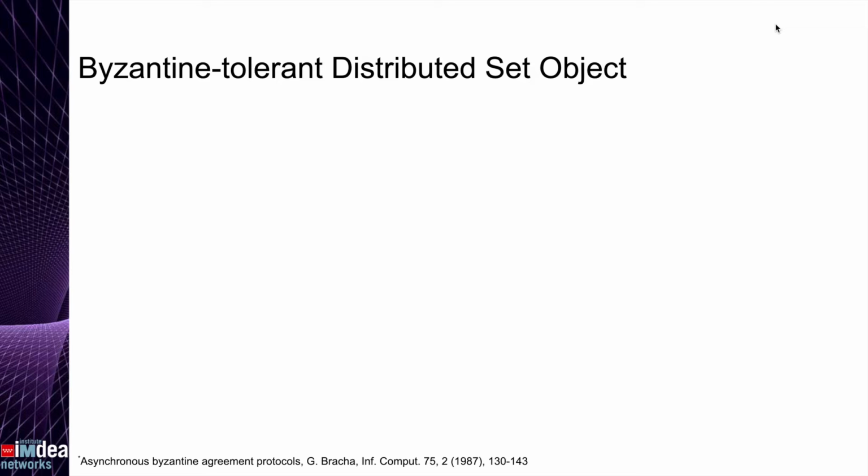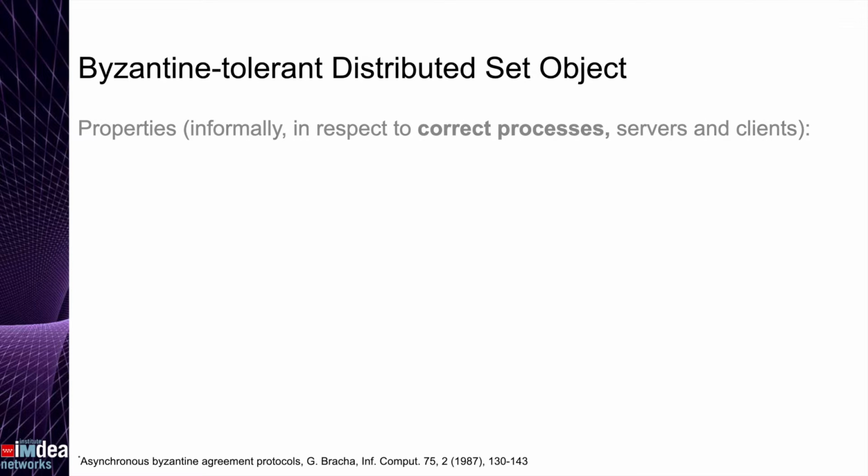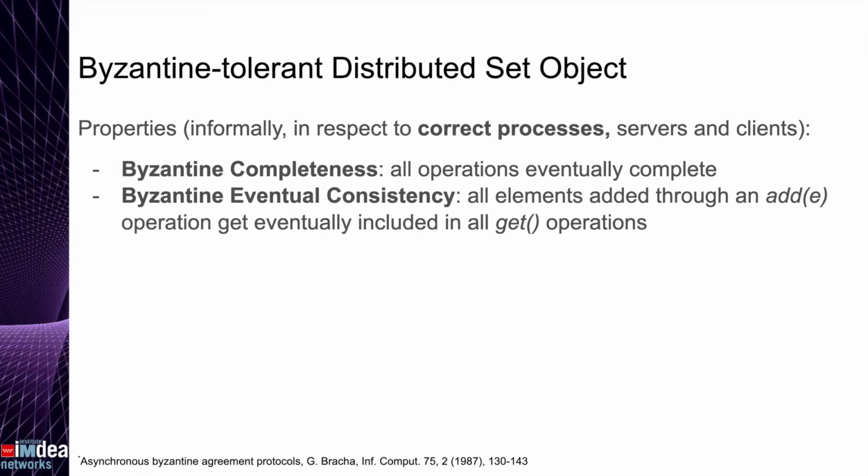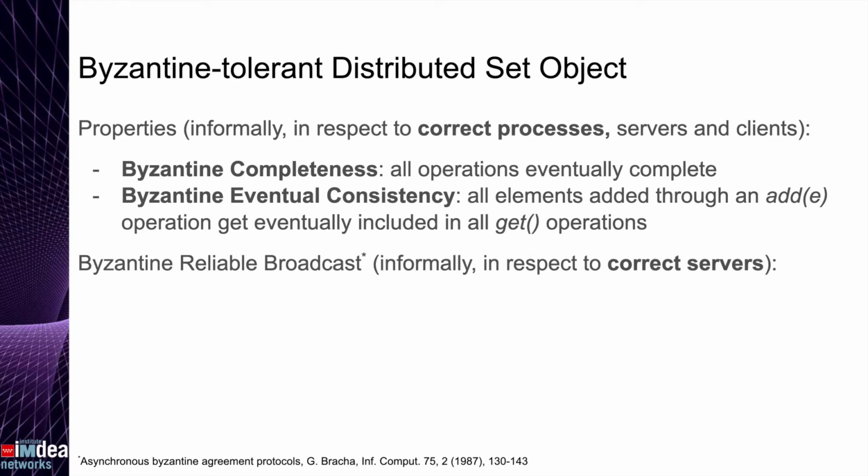Let's start with the specification. Informally, with respect to all correct processes, the data structure must guarantee that all operation invocations eventually complete, and that all the add operations have an effect on the system state, such that eventually the added element is included in all subsequent gets. To implement the BDSO guaranteeing these two properties, we rely on the Byzantine Reliable Broadcast Service.